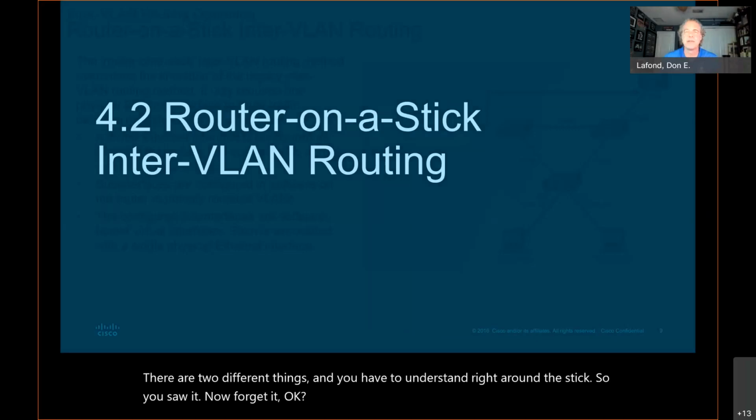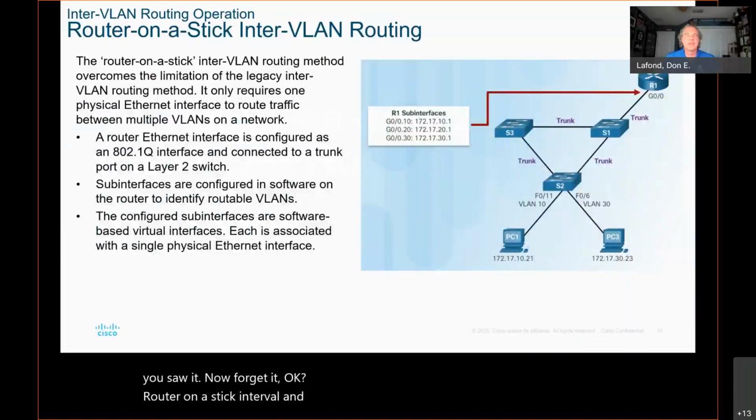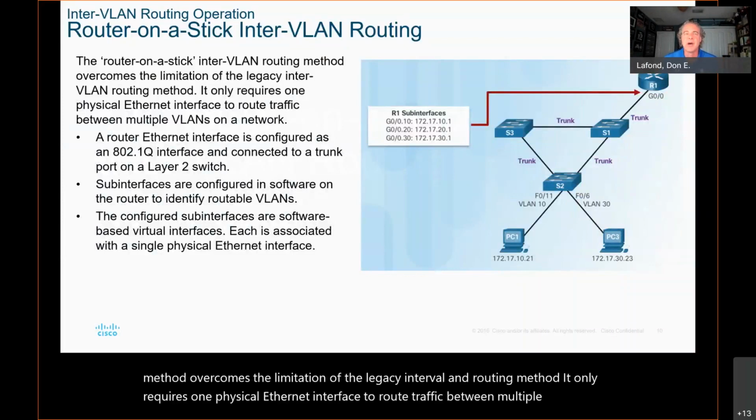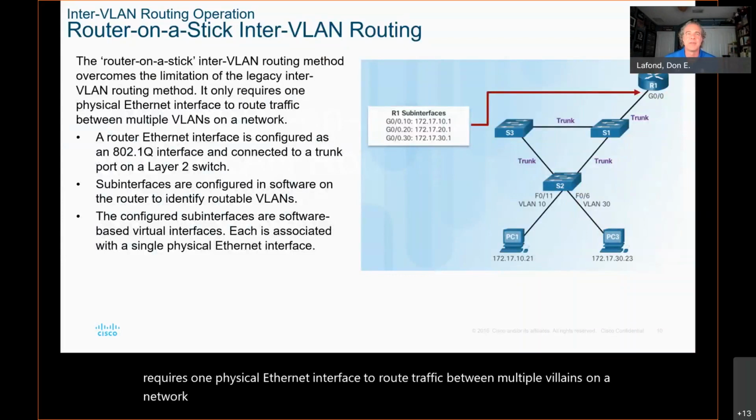Router on a stick inter-VLAN routing. So the router on a stick inter-VLAN routing method overcomes the limitation of the legacy inter-VLAN routing method. It only requires one physical Ethernet interface to route traffic between multiple VLANs on a network. A router's Ethernet interface is configured as an 802.1q interface, and it's connected to a trunk port on the layer 2 switch.